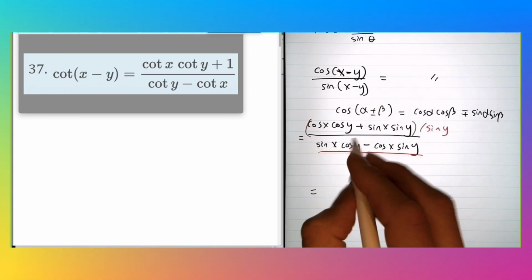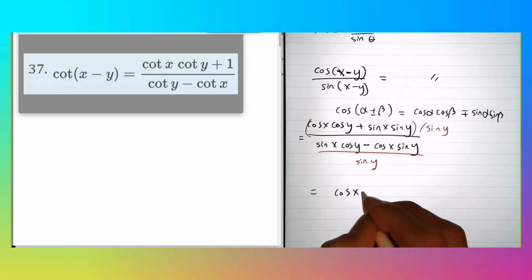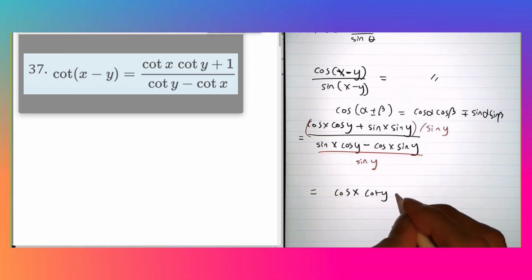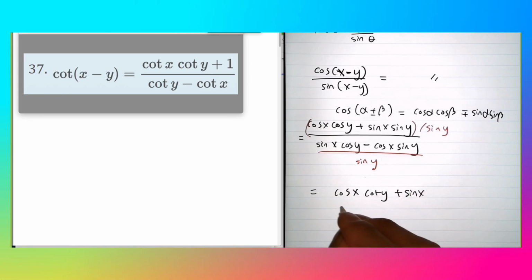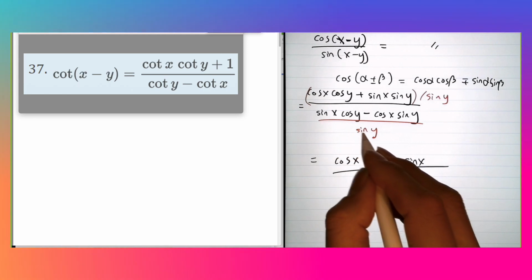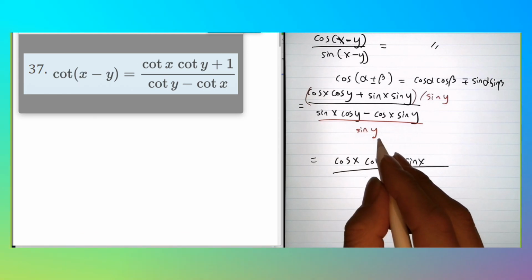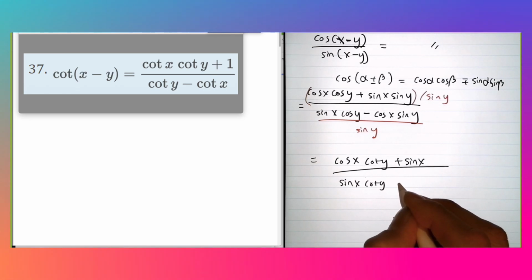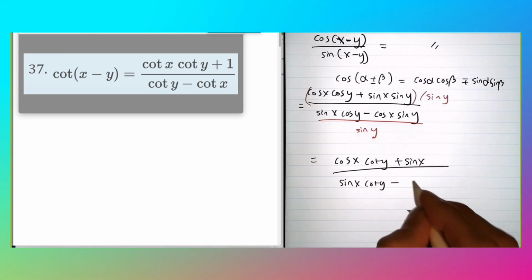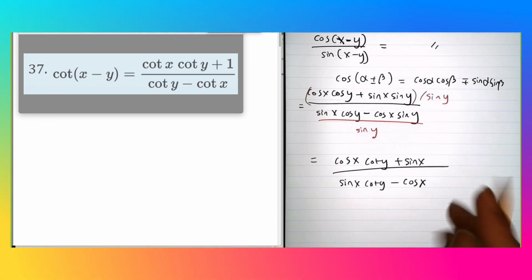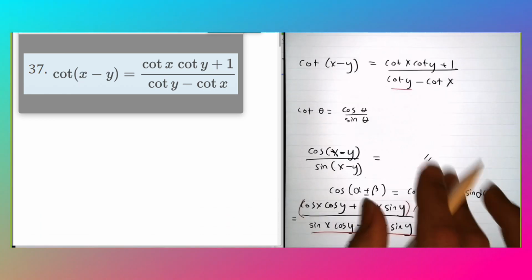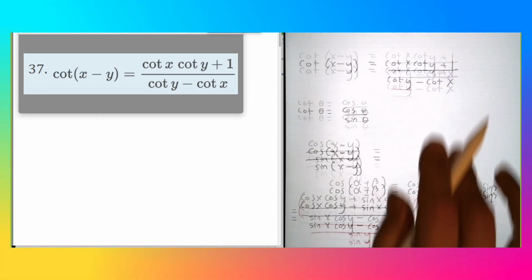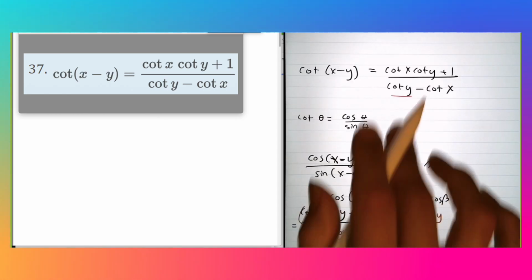Starting with the top, I have cosine of x and cotangent of y. Sine of y over sine of y will be just 1, so plus sine of x. All divided by sine of x over sine of y and cosine y over sine of y. So that gives us sine of x, cotangent y, and the sine y's cancel, leaving you with a minus cosine x. Now, if you look up here, we got the cotangent y, but I have sine of x in front of cotangent y.